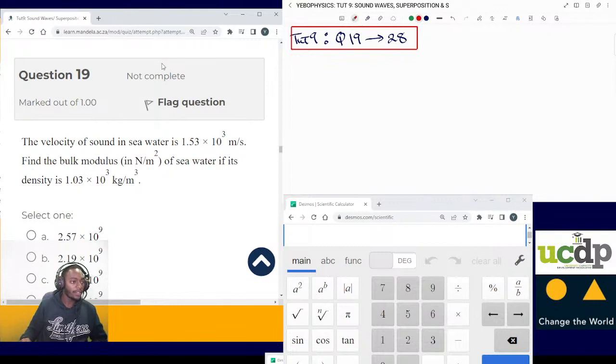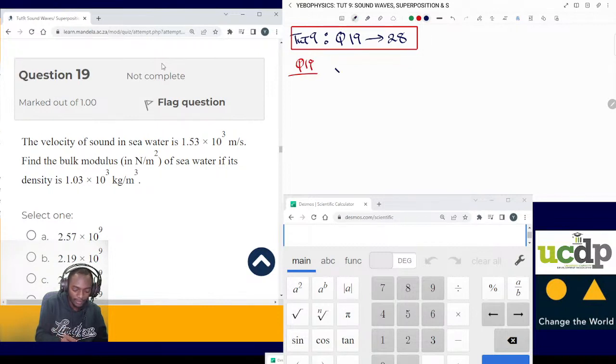Question 19 reads, the velocity of sound in seawater is 1.53 times 10 to the power of 3 meters per second. Find the bulk modulus in newtons per square meter of seawater if its density is 1.03 times 10 to the power of 3 kgs per cubic meter. So this is question 19. I'm going to write down the given data. And what are we given?